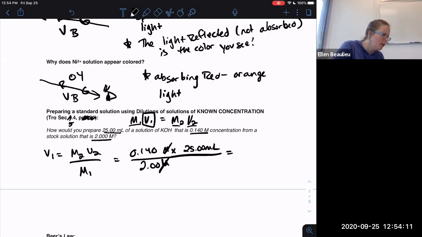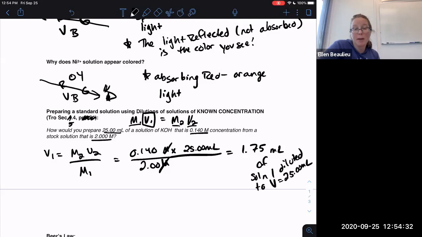And when I solve, I get 1.75 milliliters of solution 1. And we're going to dilute that amount to a volume of 25 milliliters. That's how we would prepare a dilution. So you're having dilutions in this lab. You're going to make a series of dilutions so that you can build a calibration curve to determine the response of our spectrometer to that nickel-2 analyte.